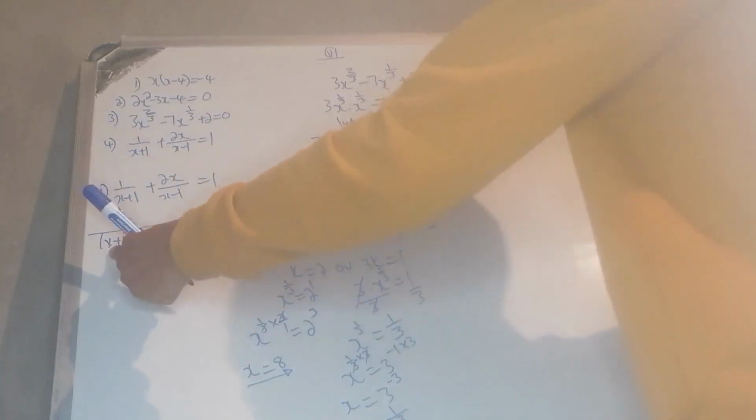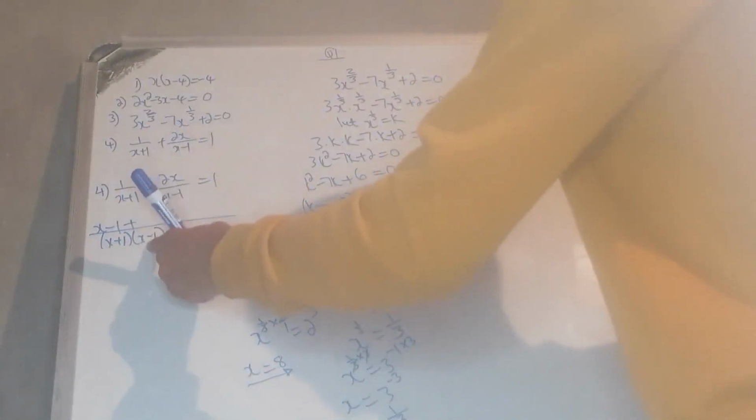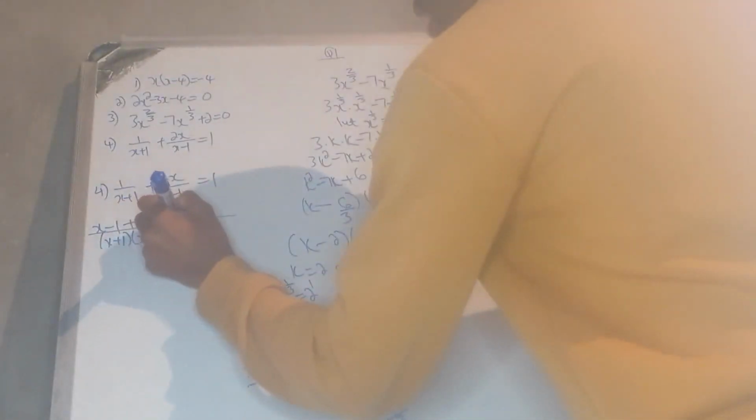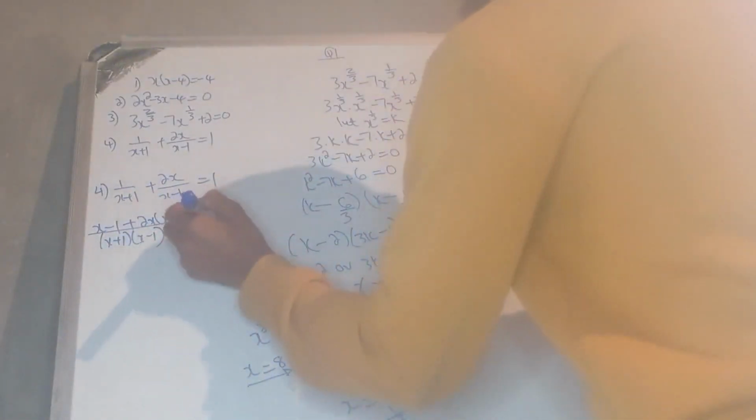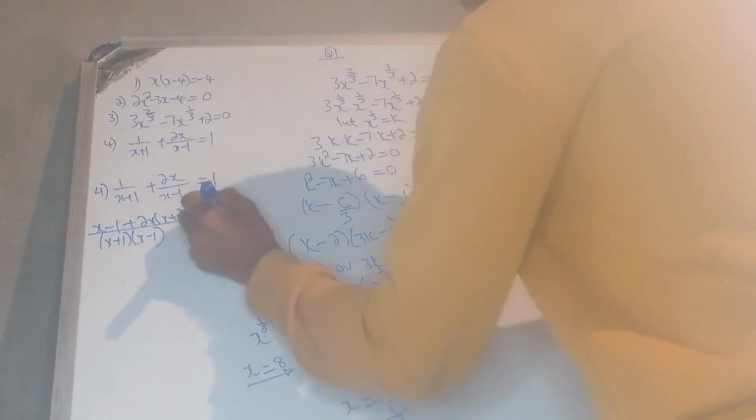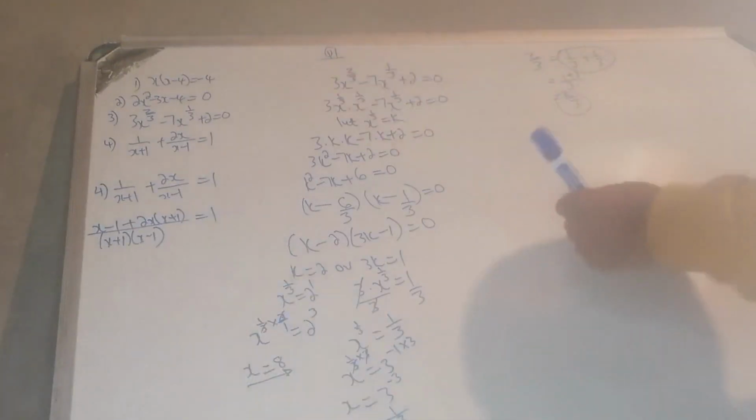This into this goes once. This times 1 is exactly that. I have the addition sign. This into this goes once. This times this is 2x into x plus 1. And this is equal to 1. In fact, here, this is not the right way of doing this.